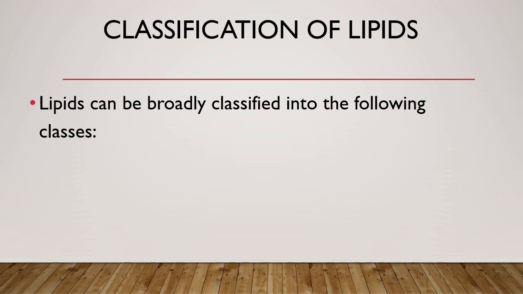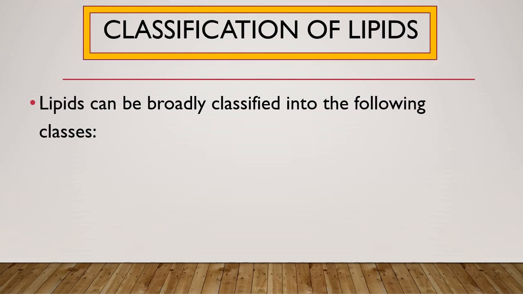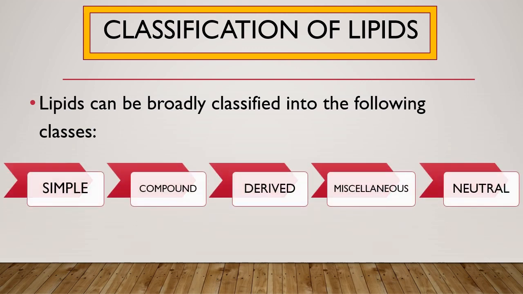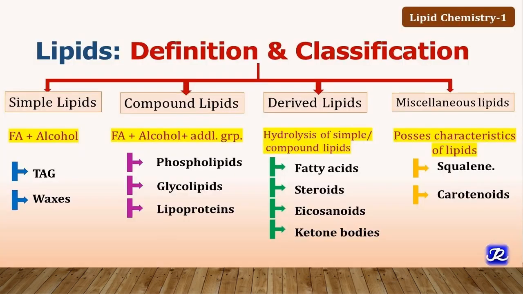Now let's discuss how we can classify the lipids. They can be broadly classified into the following classes: simple, compound, derived, miscellaneous and neutral. Simple lipid is fatty acid plus alcohol, and examples are fats and waxes.